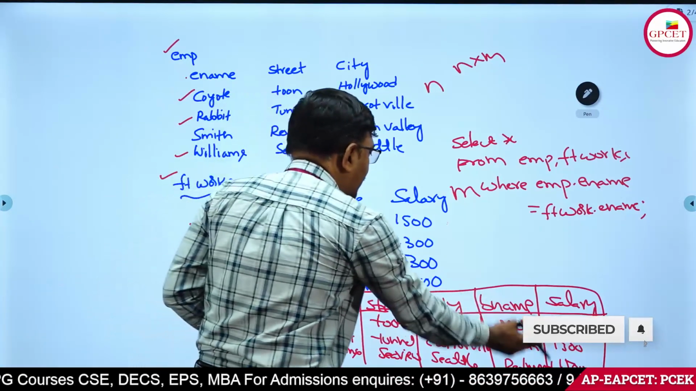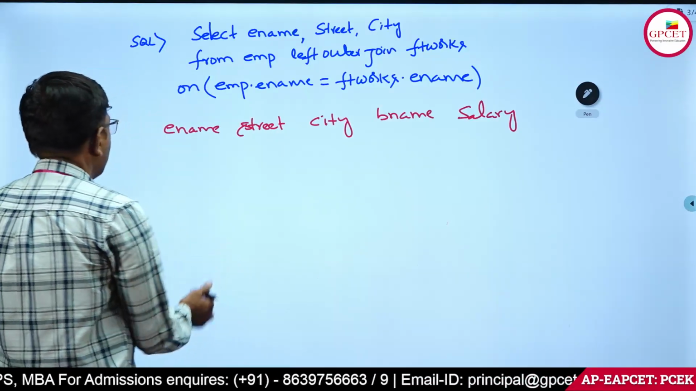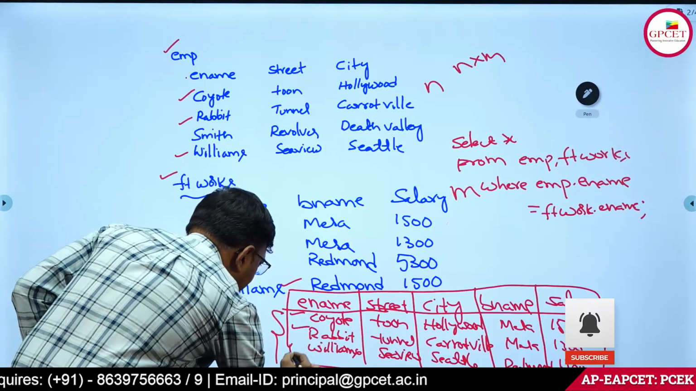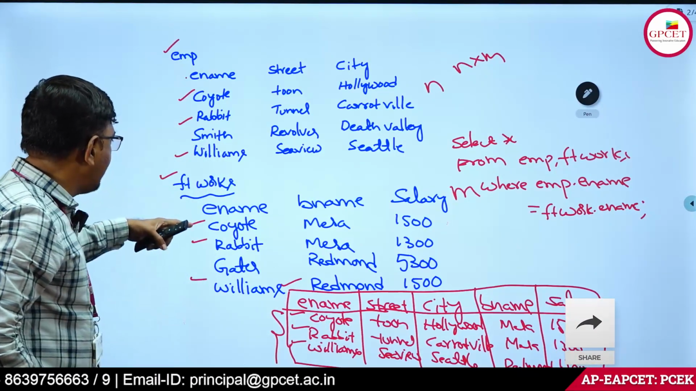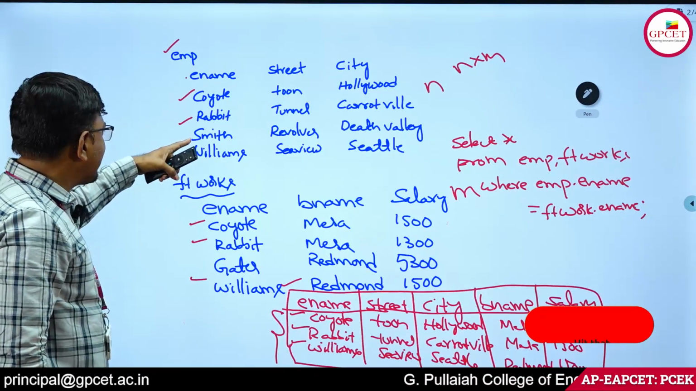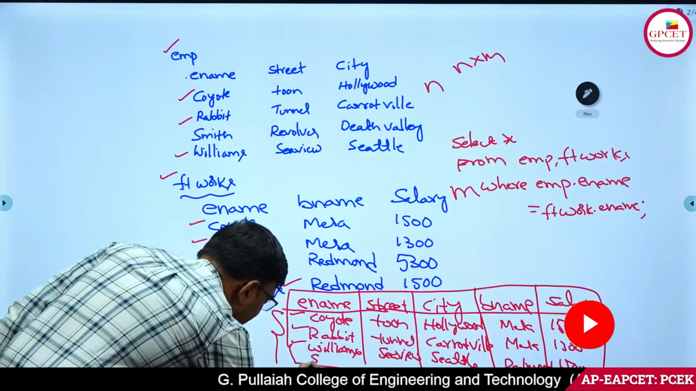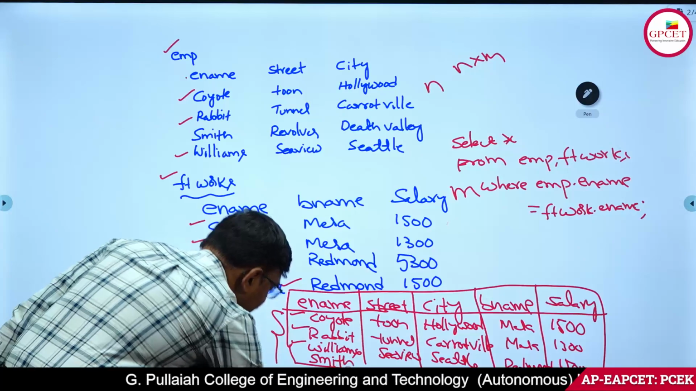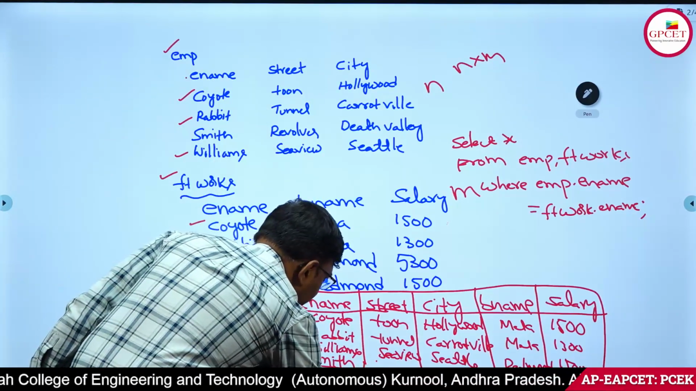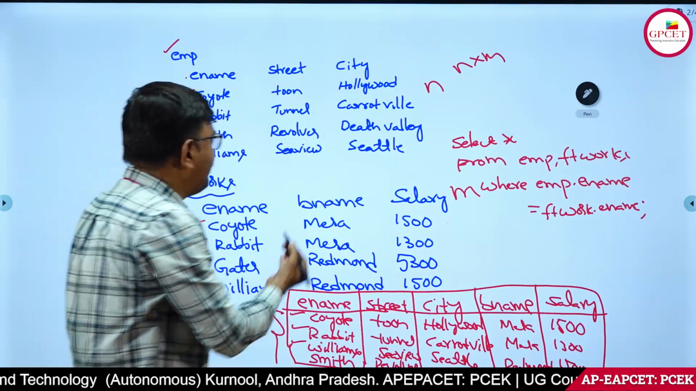Coed, Toon, Hollywood, Mesa. Observe here, it is the same thing. First one same, second one same, and then third one same. Coed common. Rabbit common. Williams is common. Smith is not common. That's why you write Smith. And what is that? Smith resolves death value.